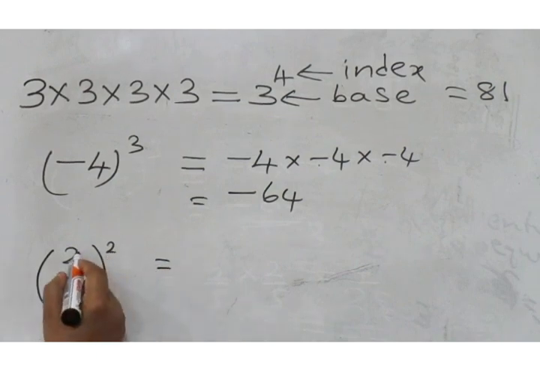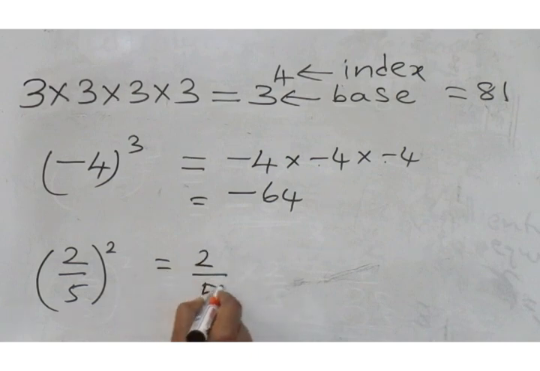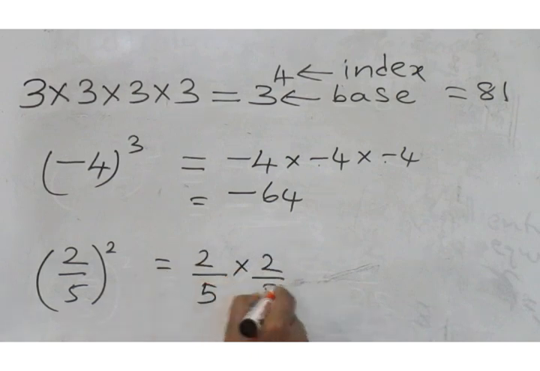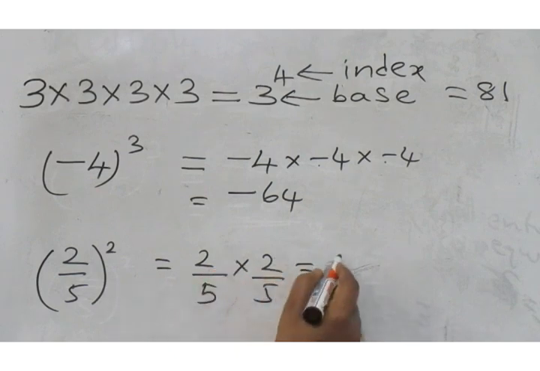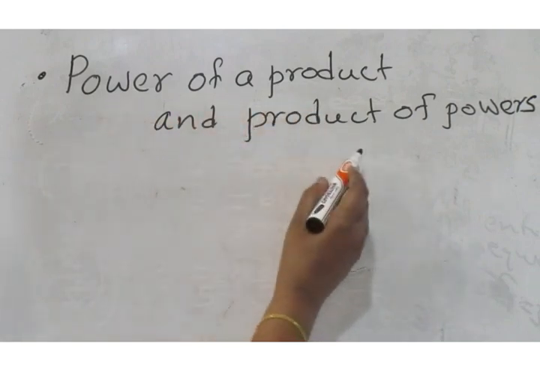Now see another example. Then second power of 2/5. Then write this as a product. Then here 2 into 2, 4. 5 into 5, 25.